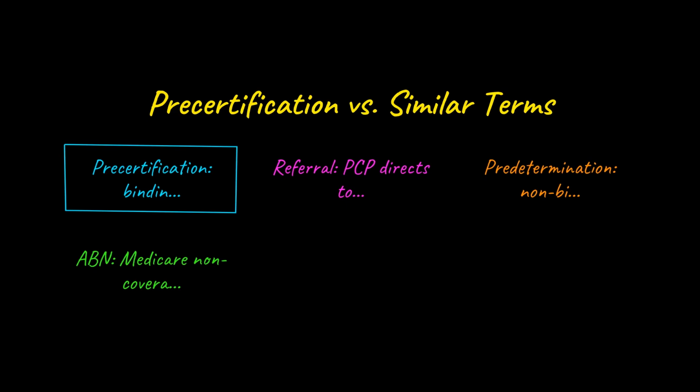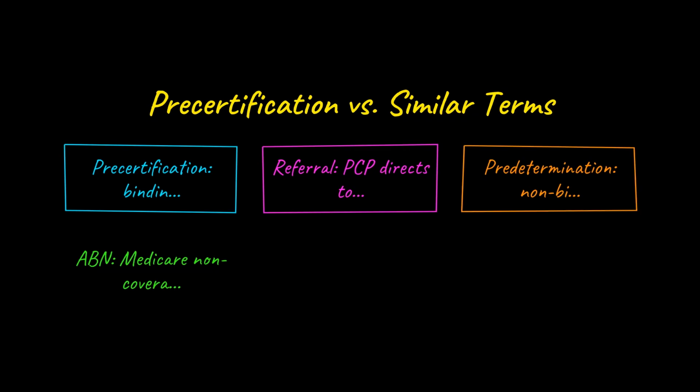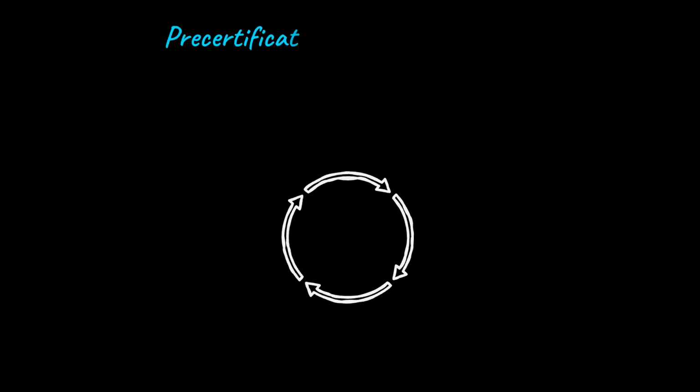Pre-certification is often confused with three other terms. A referral is a primary care direction to see a specialist. Predetermination is only a coverage estimate, not binding. An advance beneficiary notice tells Medicare patients a service may not be covered. None of these is a prior approval.